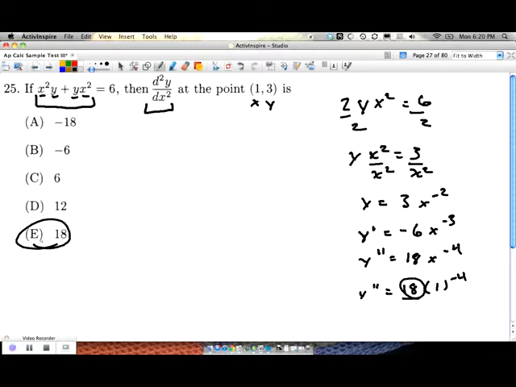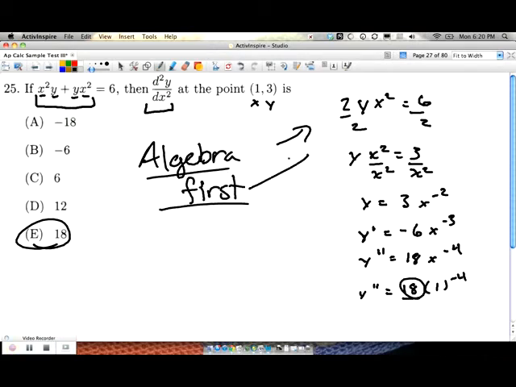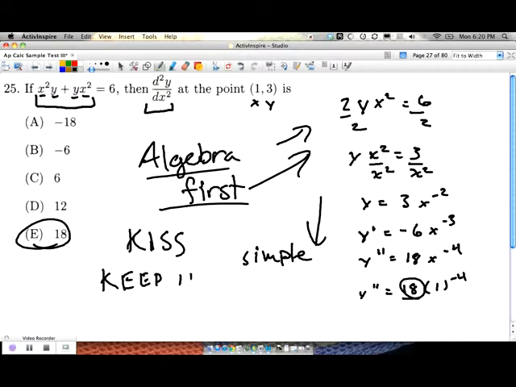But it came from recognizing that sometimes you can do algebra first. It's a good strategy. If you can simplify, do it, because it makes the rest of the process simple. Just kiss it. You guys know what kiss means? I hope you do. It means keep it simple.